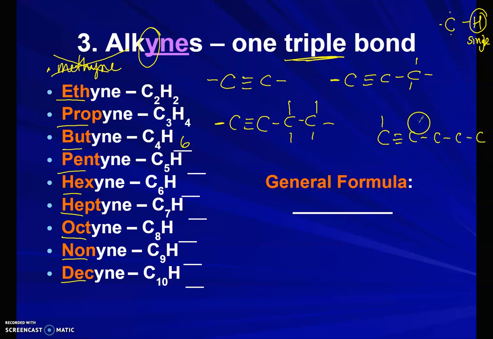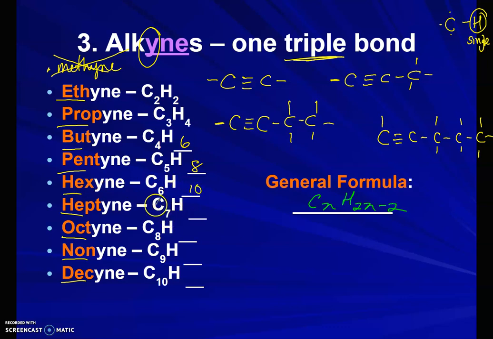Pentyne would be C triple bonded to C, then carbon, carbon, carbon. One hydrogen, no hydrogen, then 1, 2, 3, 4, 5, 6, 7, and then our eighth one. So our general formula for an alkyne is CnH2n minus 2.